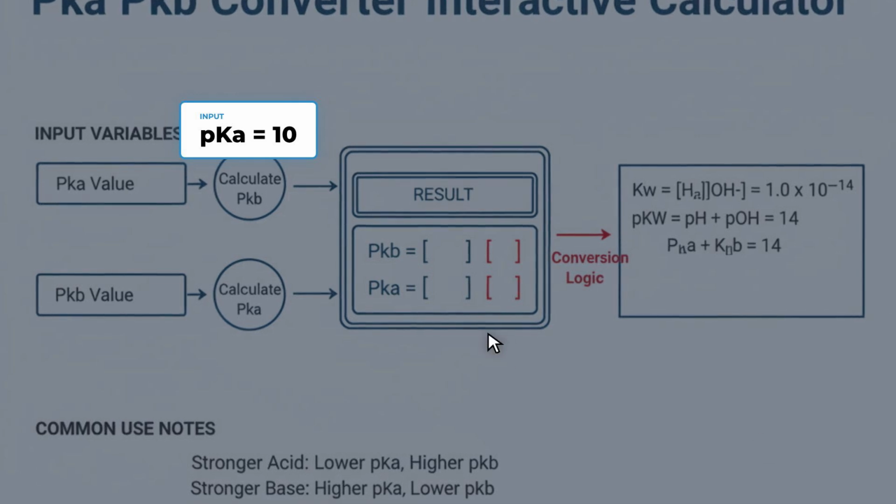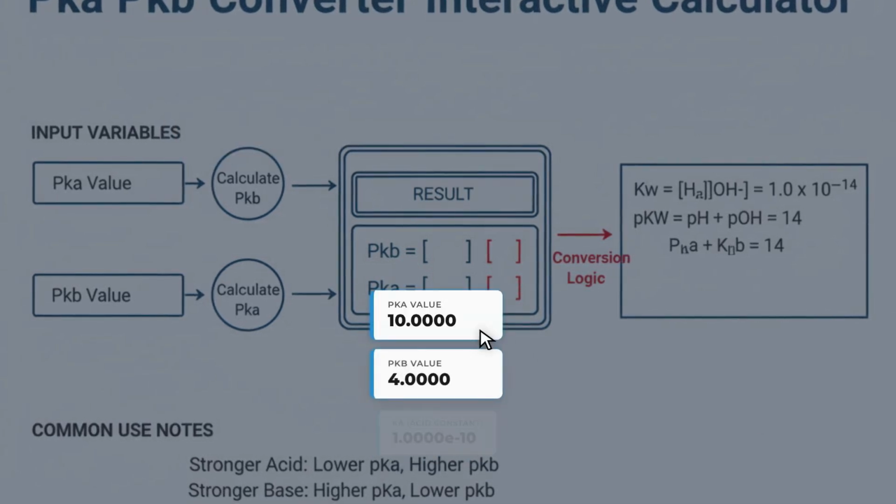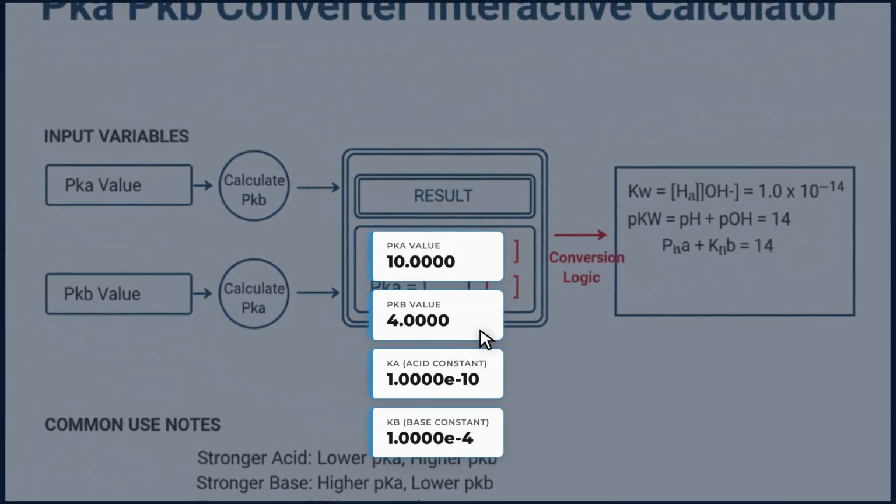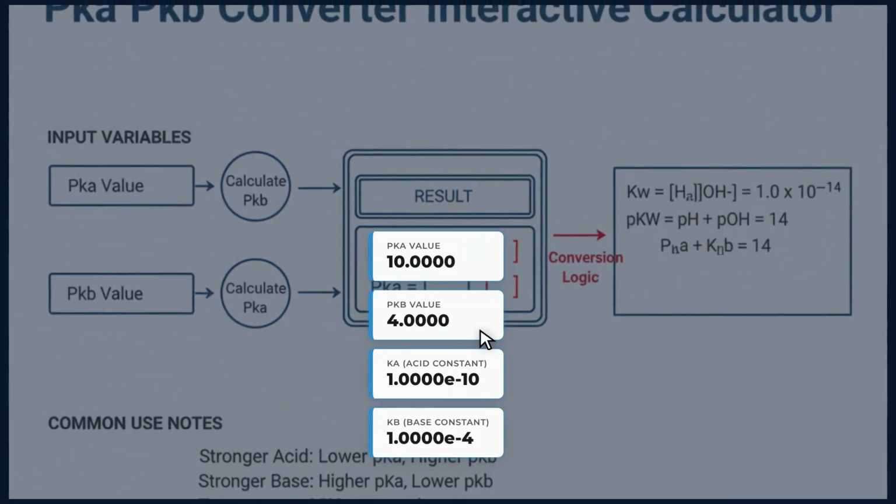After clicking Calculate, the results show pKa equals 10.000, pKb equals 4.000, K equals 1.000 E-10, and Kb equals 1.000 E-4. The pH at half neutralization is 10.000, and the calculator notes this is a weak acid with weaker acidic character since the pKa is greater than 7, meaning the conjugate base is relatively strong.